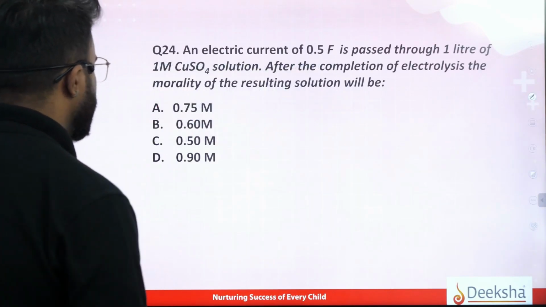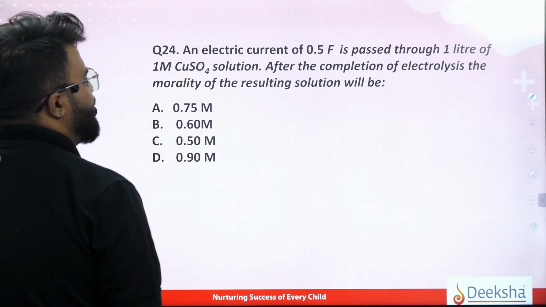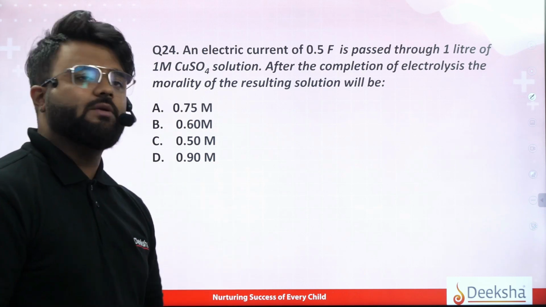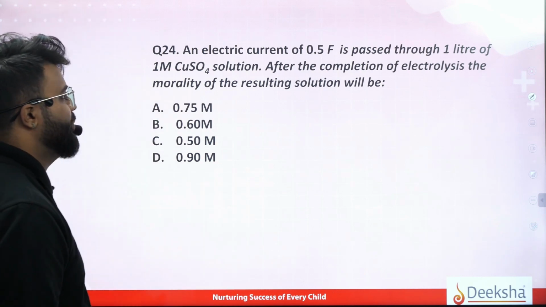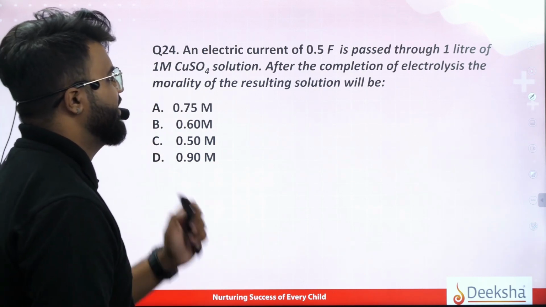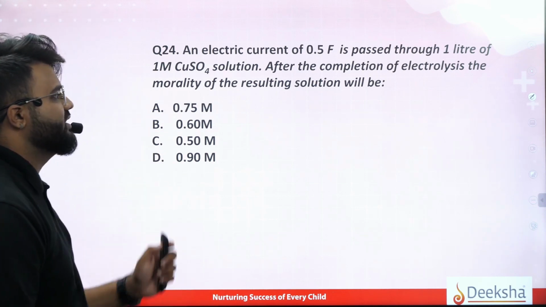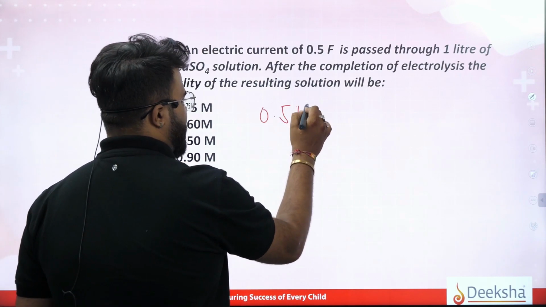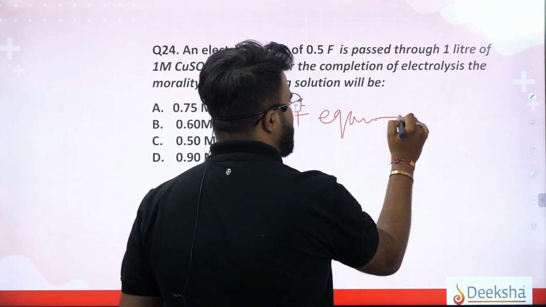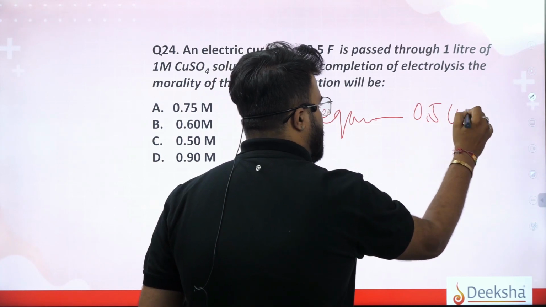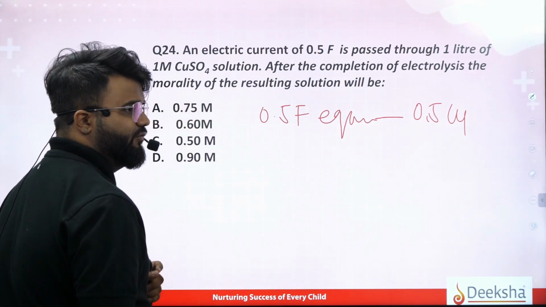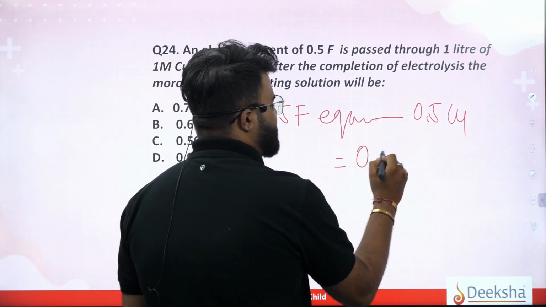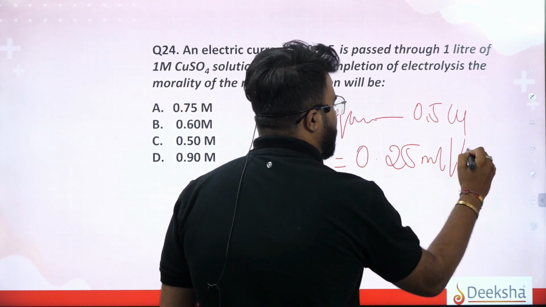Next. An electric current of 0.5 faradays is passed through 1 liter of 0.1 molar copper sulfate solution. After the completion of electrolysis, what will be the molarity of the resulting solution? Simple. 0.5 faraday is equivalent to 0.5 equivalent of copper, right? 0.5 equivalent of copper will be 0.25 mole of copper.